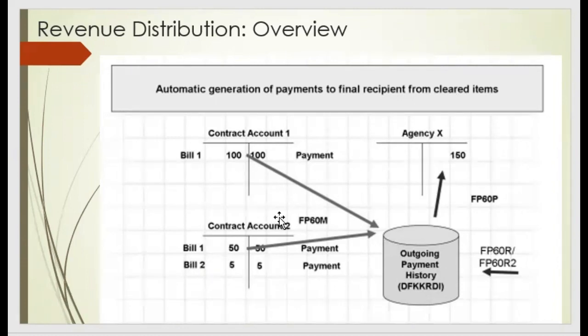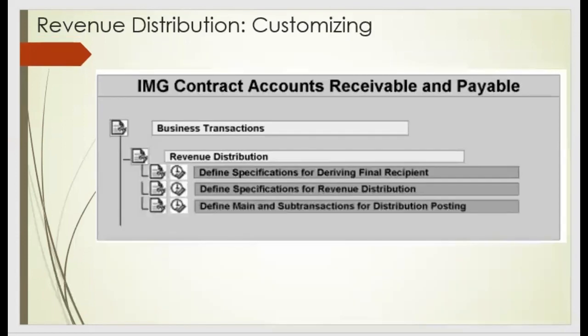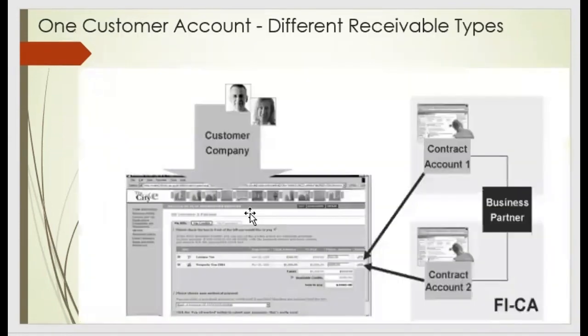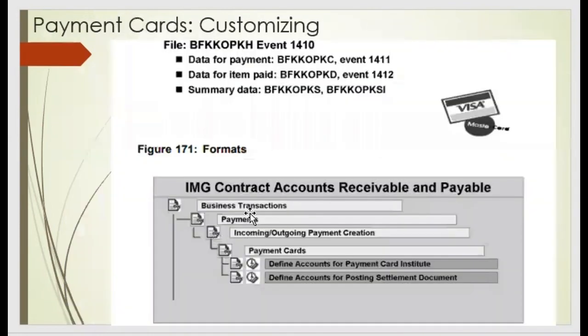Now, if there is an agency, meaning a third party from whom we have the contract, you can see contract account one and contract account two. Whatever payment is coming from contract account one and contract account two, at the end we reconcile and send to the agency that we collected 150. Okay, so he can understand that this money is clear. To configure the customization of the revenue distribution, you can use this link.